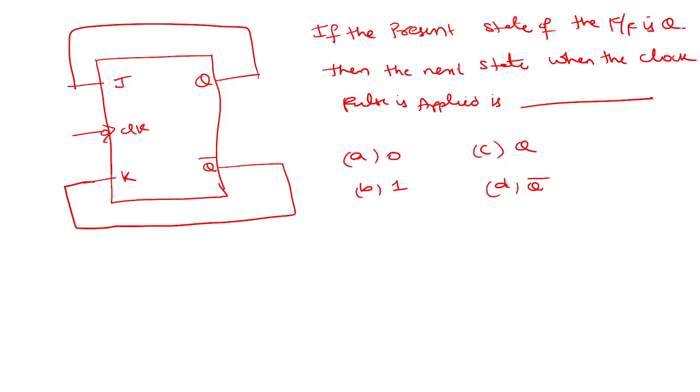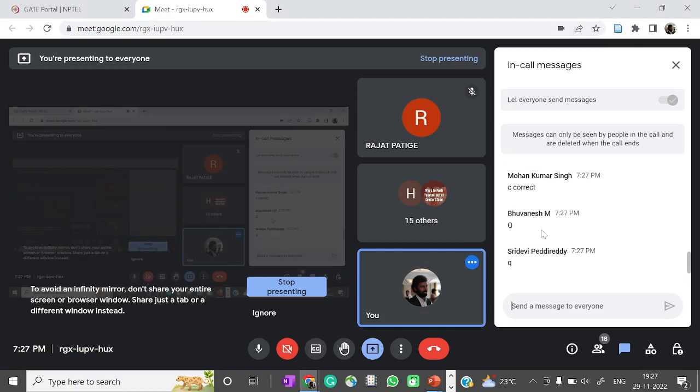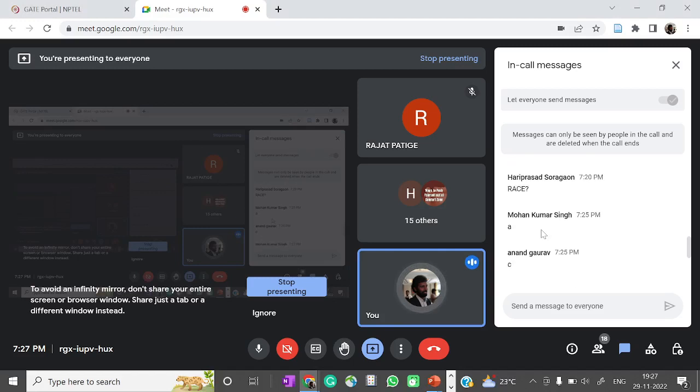Okay, answers. Option C, correct. Mohan is saying C.